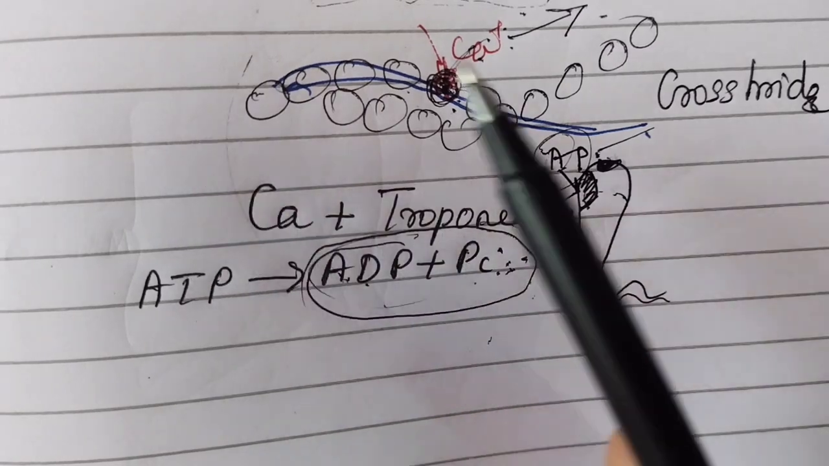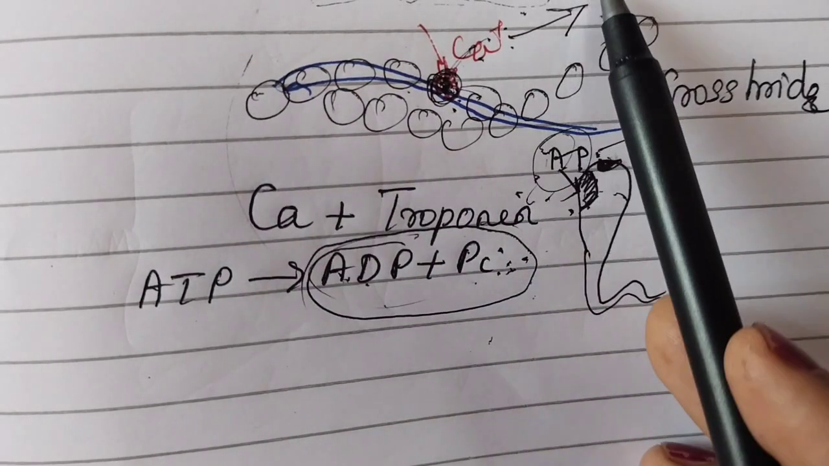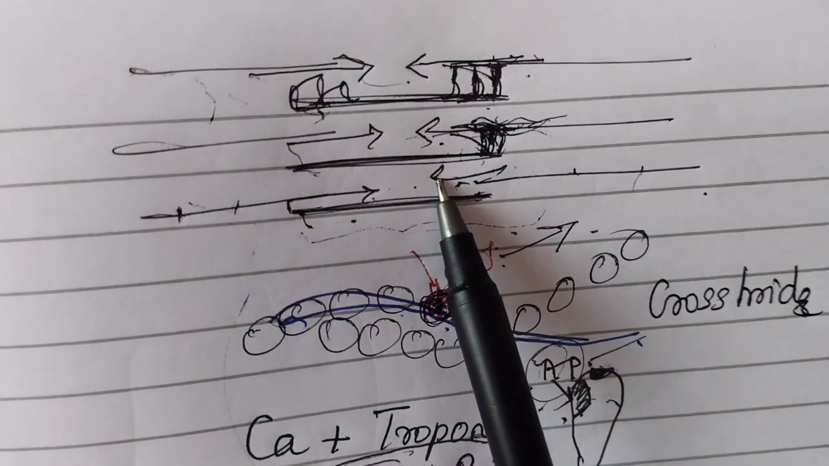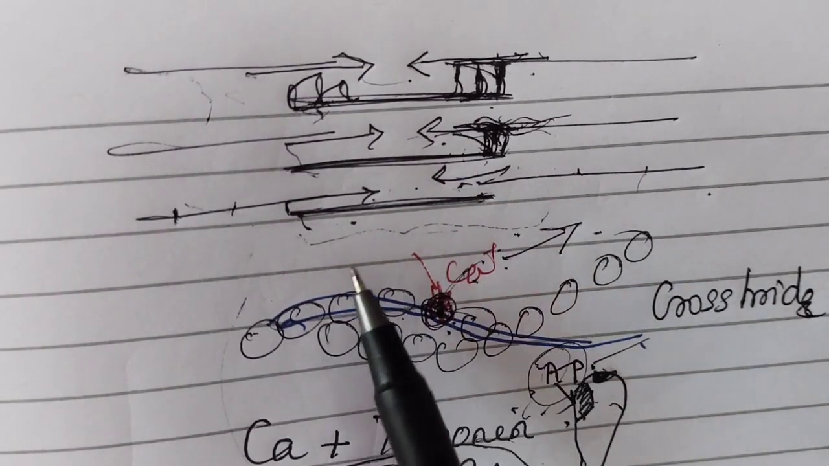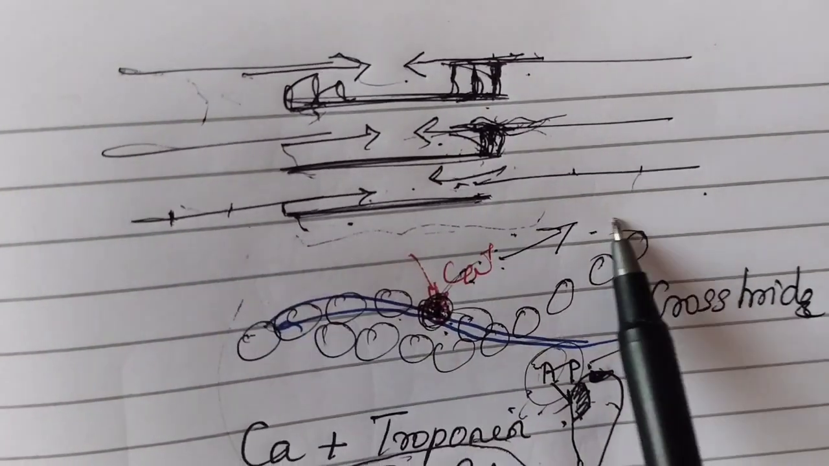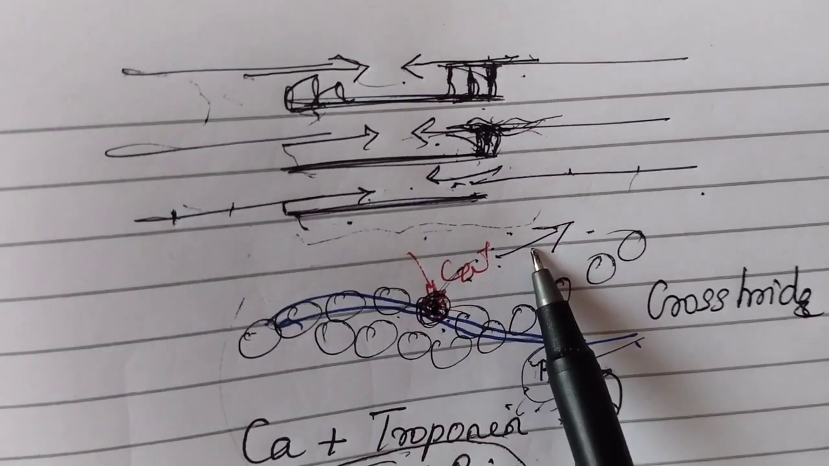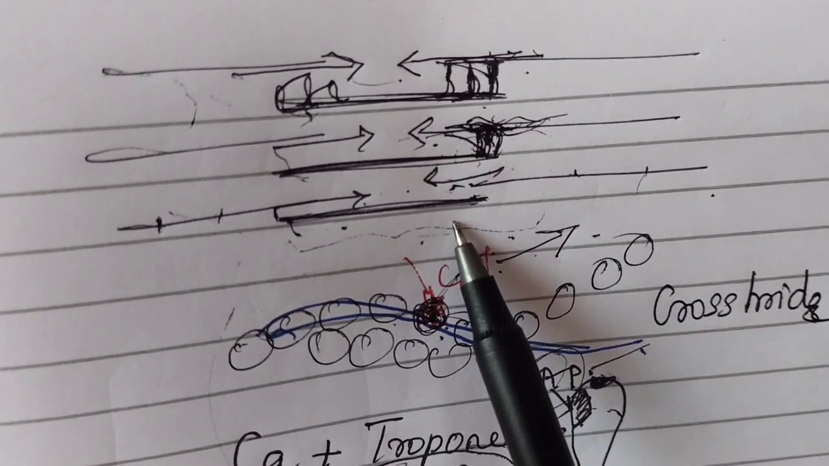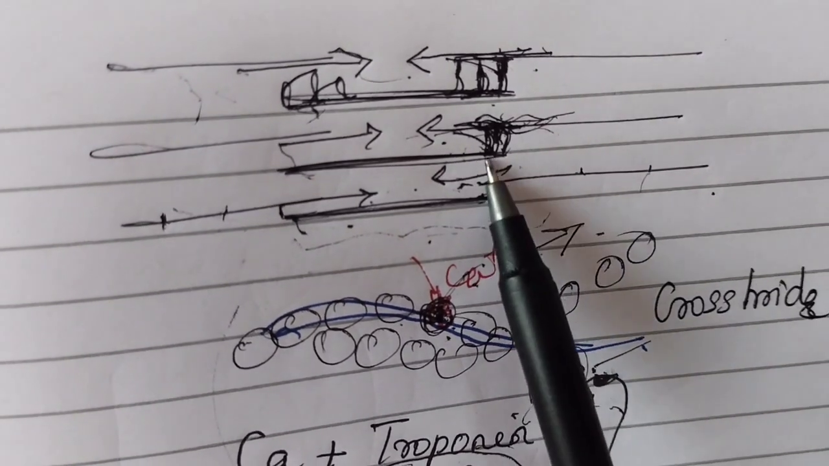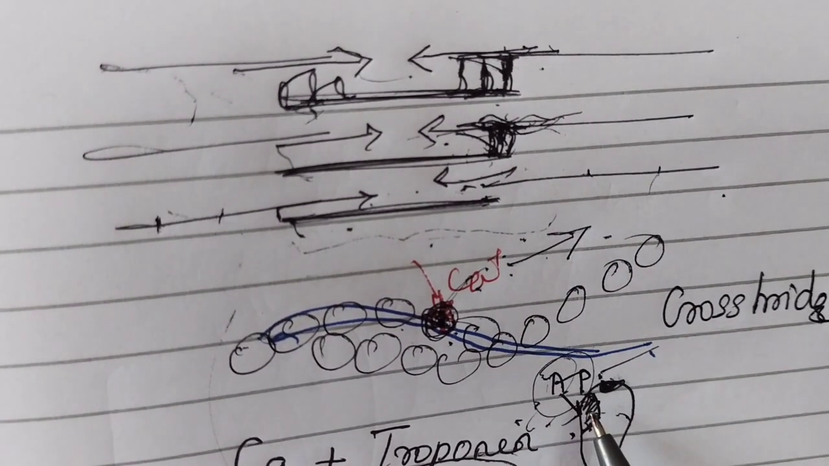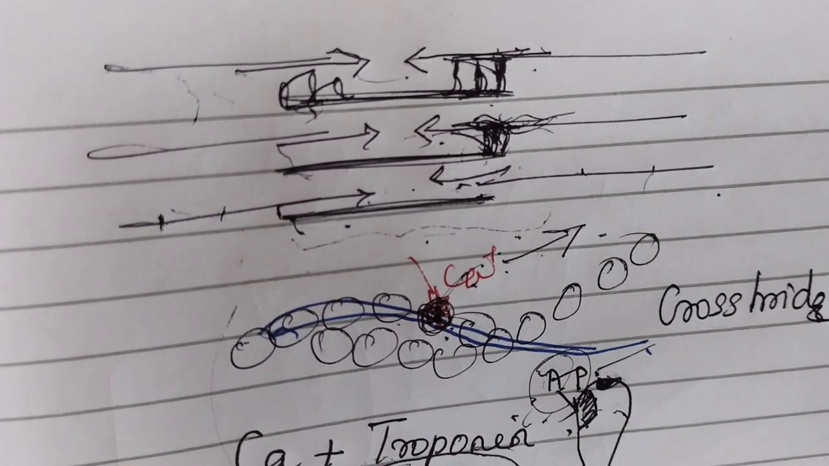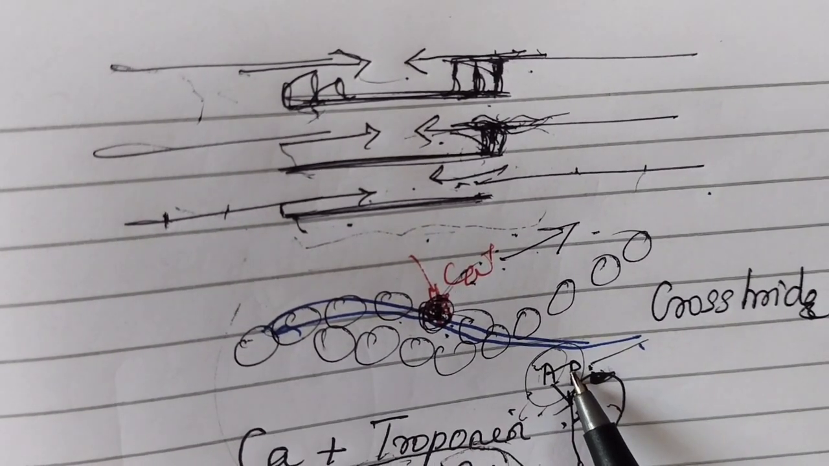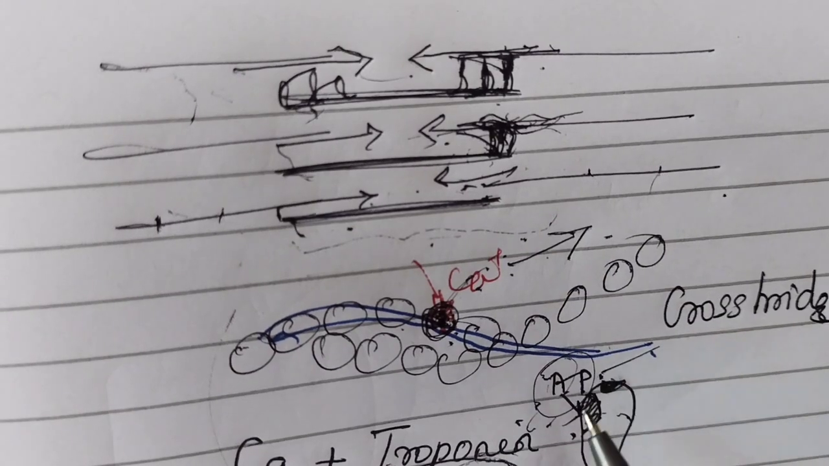Now it will bend, pulling the thin filament or the I band towards the center of the A band. Now H-zone will disappear, the Z line will come closer, making the muscle or the sarcomere contract. Now after this, immediately what happens? The ATP, ADP and inorganic phosphate will go back. As a result, a new ATP will come and bind and the cross bridge will break.